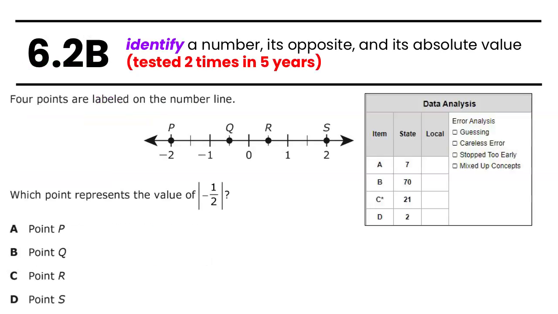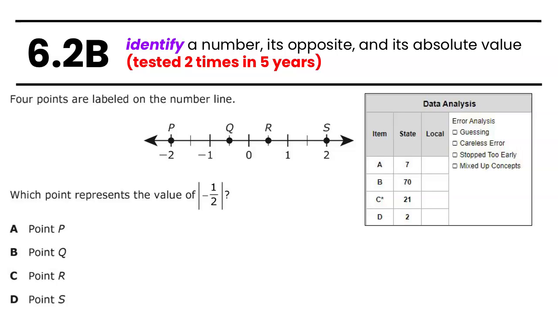So as we begin this unit on integers and negative numbers and comparing and ordering, we're going to start off by talking about opposites and absolute values. And obviously students will need to know that the absolute value of a number is just the distance that that number is away from 0 on a number line. Also, they need to know that the absolute value of any number is just the positive version of that number. So for example, in this STAR released question, which point represents the value of the absolute value of -1/2?